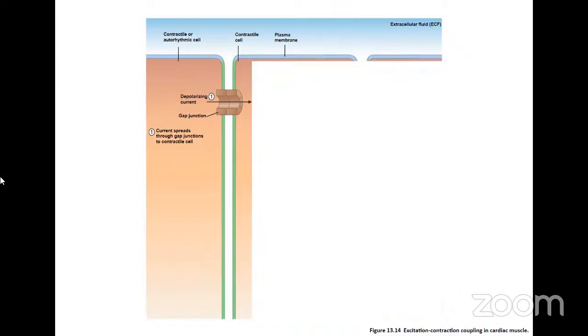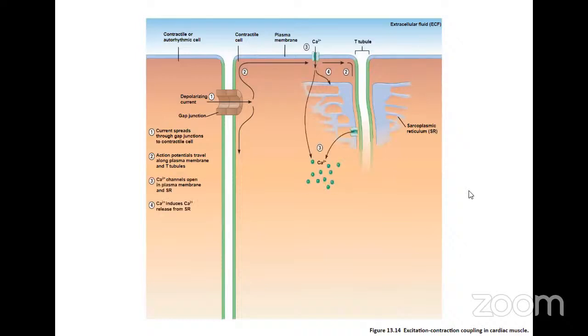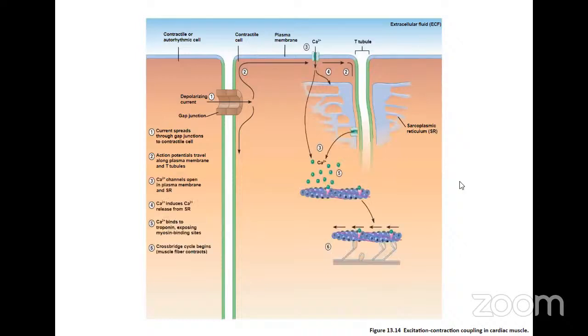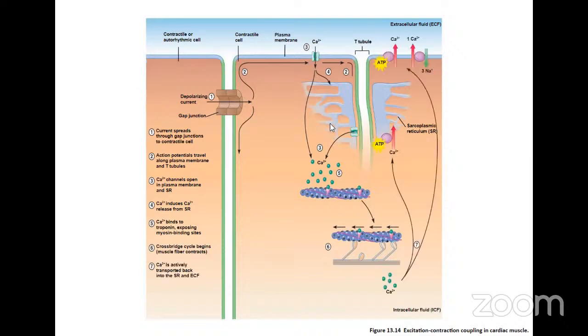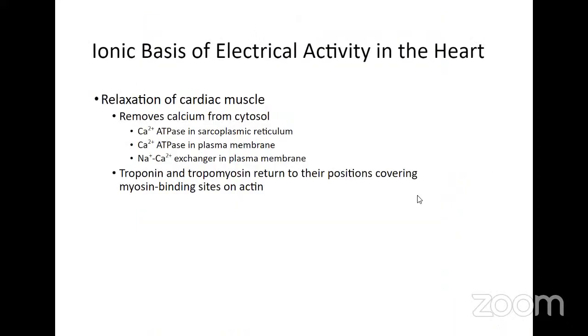So we're going to skip through this step by step, right? But what we're focusing on is that some of that calcium is entering and leaving the cell. We have gap junctions. Otherwise, what's going on inside our cardiac muscle cell is similar to the skeletal muscle.